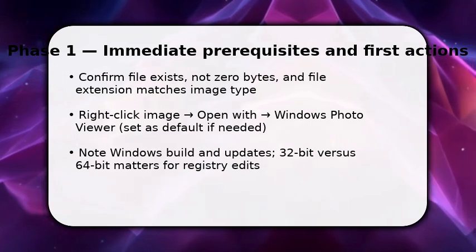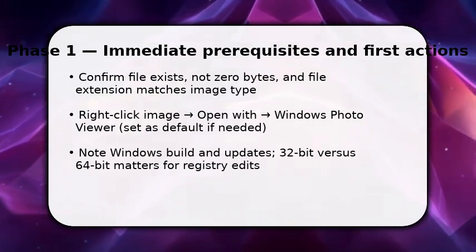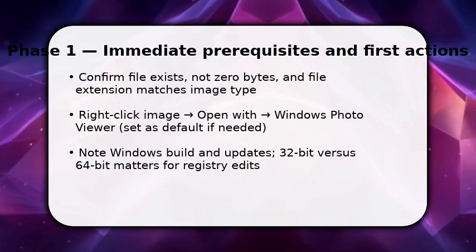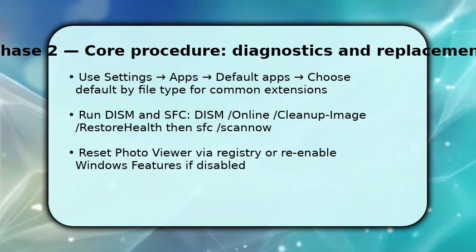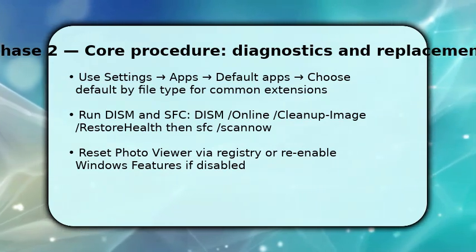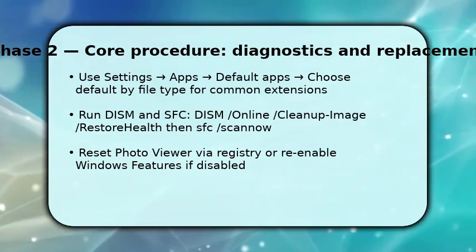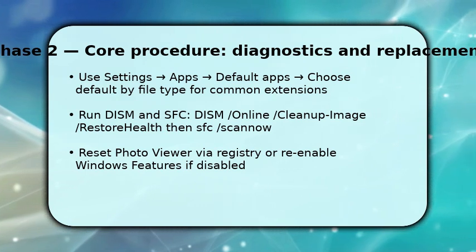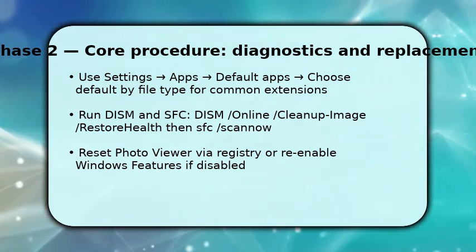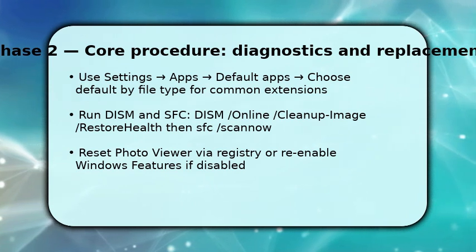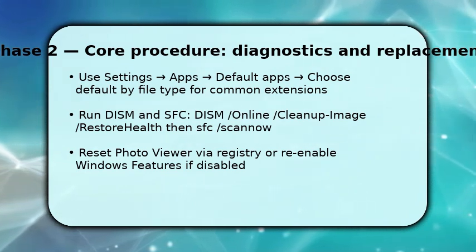Now repair the file associations and handlers so Windows routes images correctly. Open Settings, go to Apps, Default Apps, then choose Defaults by file type and assign JPG, PNG, GIF to Windows Photo Viewer. If that fails, run dism /online /cleanup-image /restorehealth, then sfc /scannow to repair system components that affect the viewer.